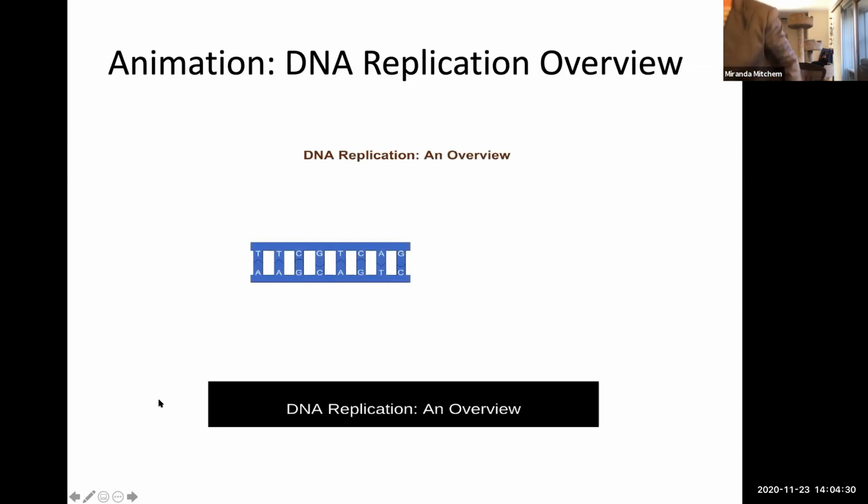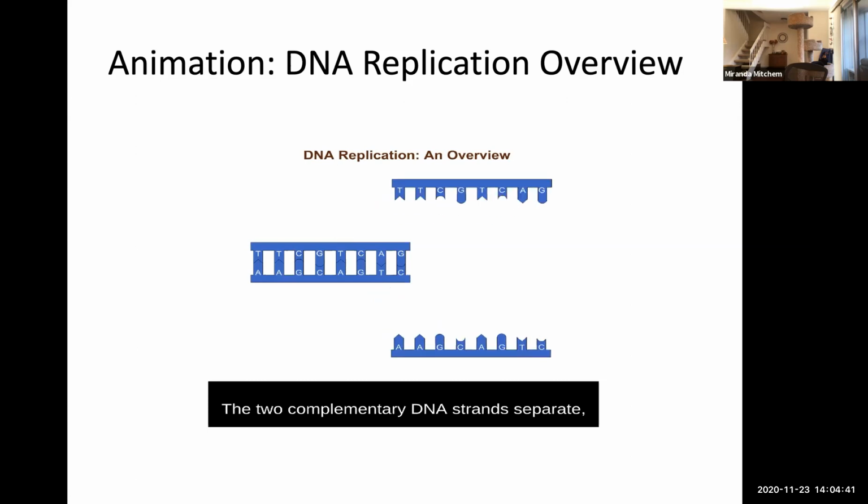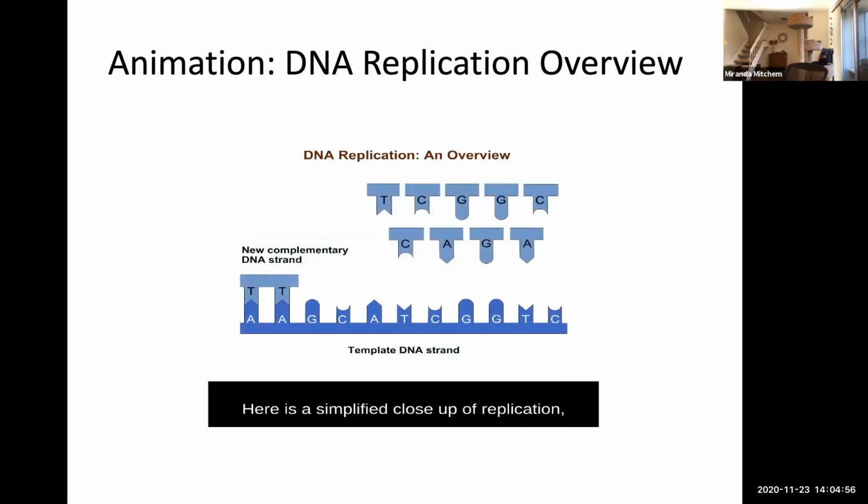DNA replication, an overview. In principle, copying DNA, a process called DNA replication, is very simple. The two complementary DNA strands separate, and because each nucleotide can only pair with its complement, adenine with thymine and cytosine with guanine, each strand can be used as a template to build a new complementary strand, producing two DNA molecules. Here's a simplified close-up of replication, showing what happens along one of the template DNA strands.